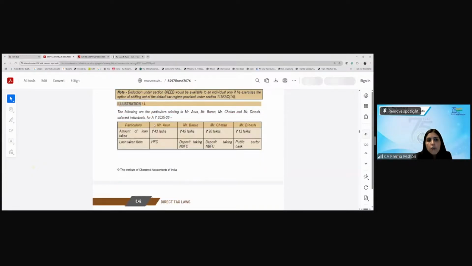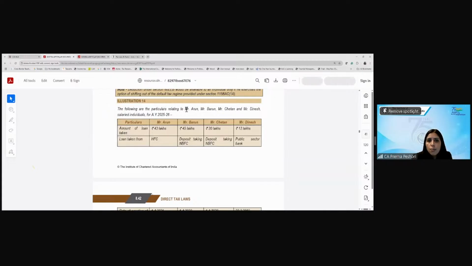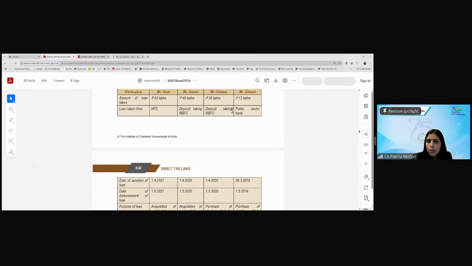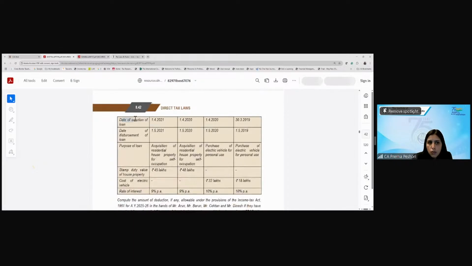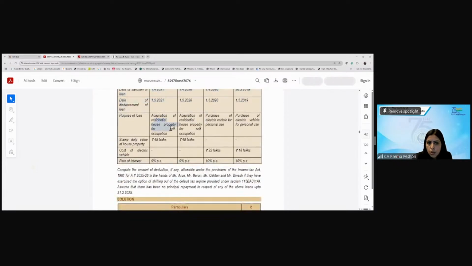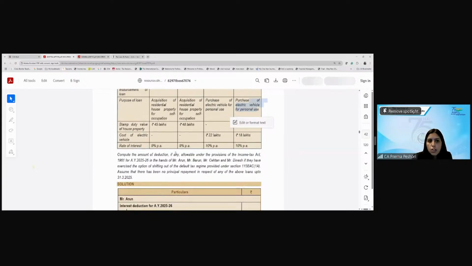Illustration 40. Following are the particulars relating to Arun, Barun, Chetan, Dinesh. They have taken a loan, and the loan is taken from a Housing Finance Company, NBFC and Public Sector Bank. They have given the date of sanction of loan, date of disbursement of loan, and the purpose of the loan, which is for a residential property for self-occupation. They have given the stamp duty value. It is again for a residential house property for self-occupation. Another is the purchase of an electric vehicle for personal use. They have also given the rate of interest.